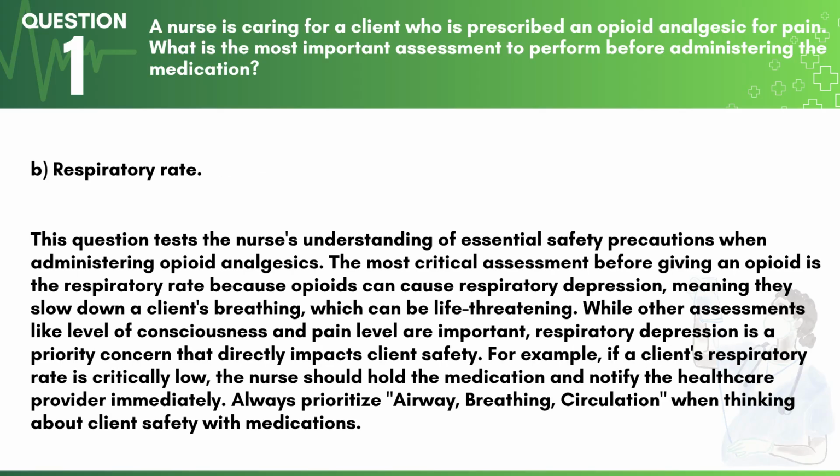Answer: B. Respiratory rate. This question tests the nurse's understanding of essential safety precautions when administering opioid analgesics. The most critical assessment before giving an opioid is the respiratory rate because opioids can cause respiratory depression, meaning they slow down a client's breathing, which can be life-threatening.